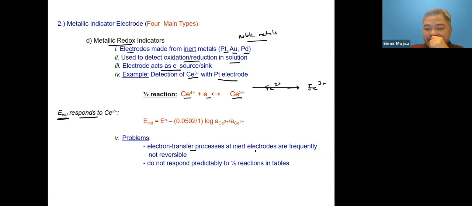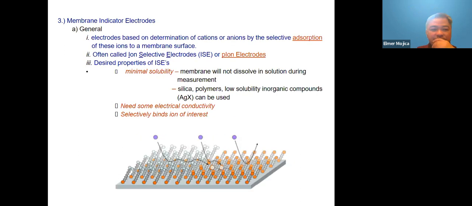Okay? So when it is an inert electrode, it's, we could say, a one-way reaction. It's not reversible. And they do not respond predictably to one half of the reaction in your reduction potential. So that's, we could say, the first type, the so-called metallic electrodes. Okay? Now, the next one that we have is the so-called membrane indicator electrodes.